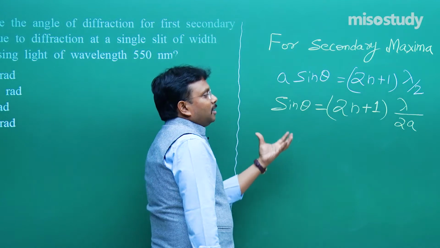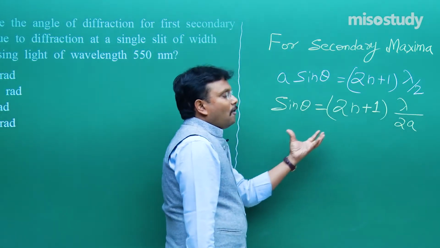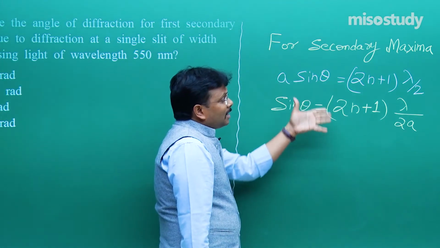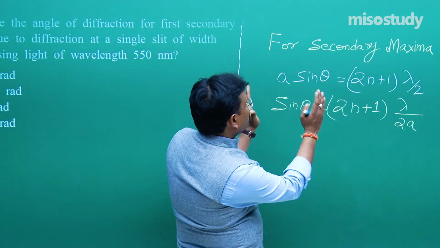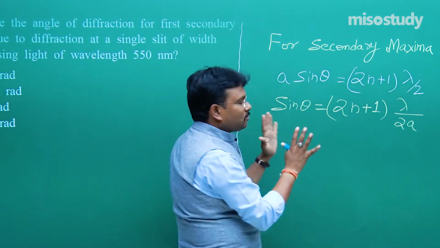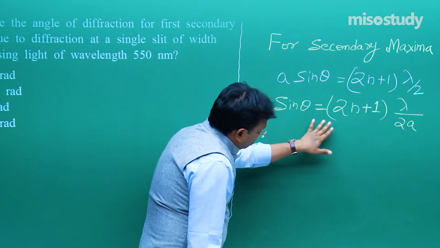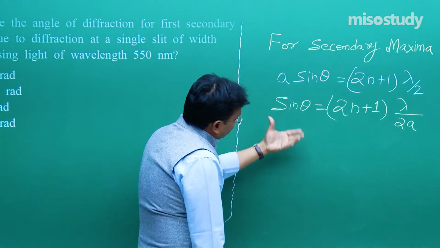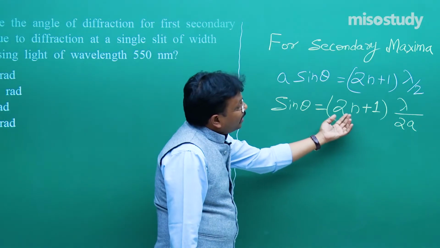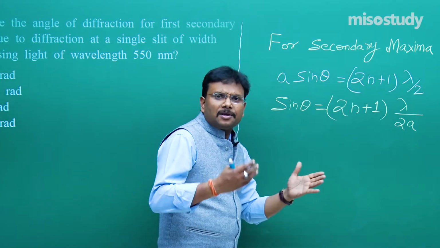something important in this particular formula. Fine. So, that is why I am writing it again and again, so that you can take a look at this formula once, twice, thrice. Ultimately it is going to be stored in your mind. Okay. So, sin theta is equal to (2n plus 1) lambda by 2a, where n takes values 0, 1, 2, 3, 4, 5, 6, and so on.